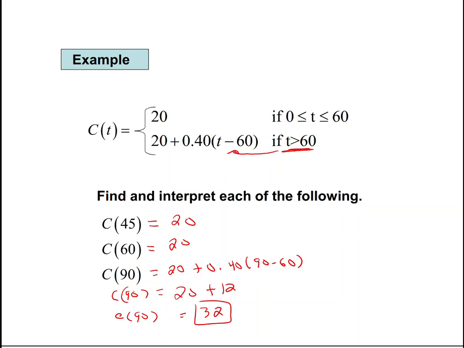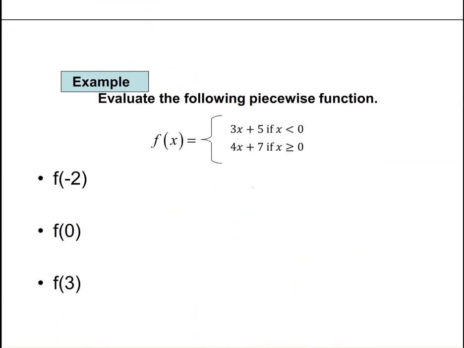Okay, so let's look at another problem like that one. We're going to evaluate this piecewise function. We have f of x equals 3x plus 5 if x is less than 0, or 4x plus 7 if x is greater than or equal to 0.